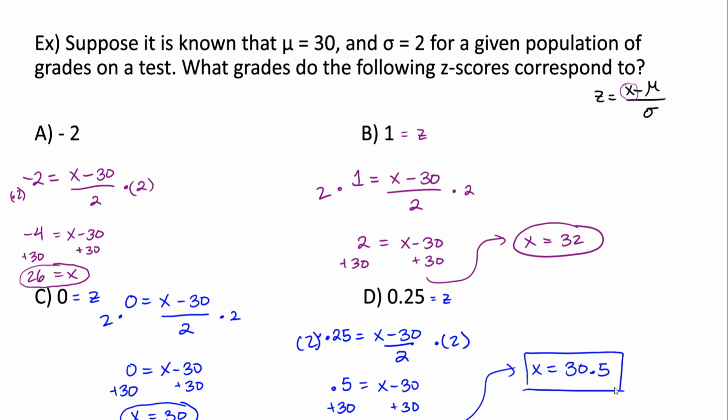The one thing I'll say about these problems, when you need to find the z-score, you will always be given the mean, and you will always be given the standard deviation. You'll either have to solve for z or for x, depending on what other information the problem gives you. If it's worded in a way where they're saying what grade or what other aspect of the data do the following z-scores correspond to, it means you're being given a z-score. If they ask you to find a z-score, then it's like the first couple of examples we saw.